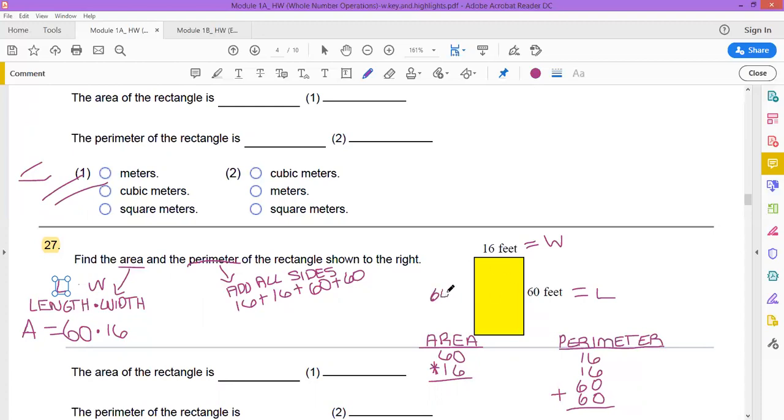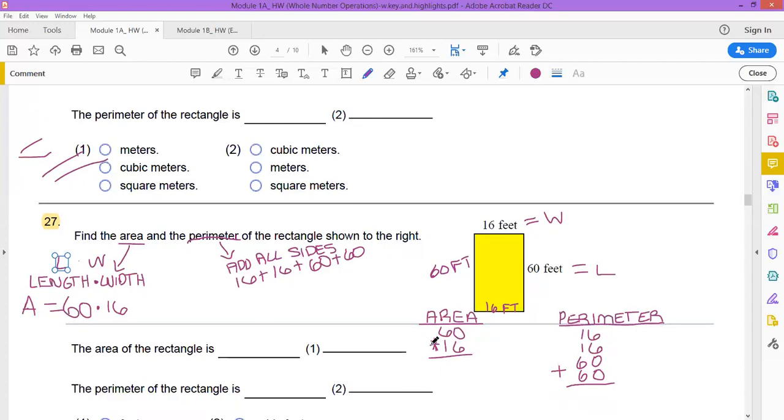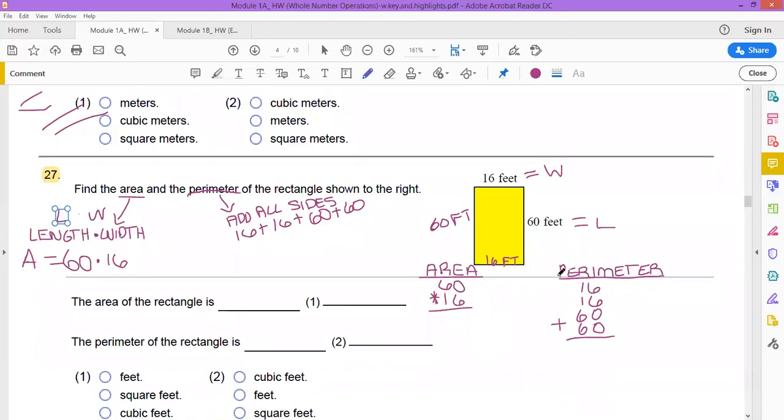The sides that are opposite are equivalent. So if the side on the right is 60 feet, the side on the left is also 60 feet. The top length or top width is 16 feet. Therefore, the bottom section would also be 16 feet. So we have to remember to add all four of these sides, 16 plus 16 plus 60 plus 60. And that's what we're going to do down here in these sections.